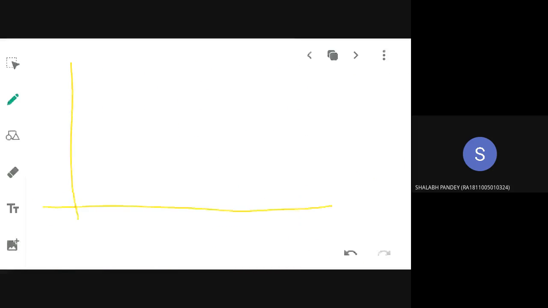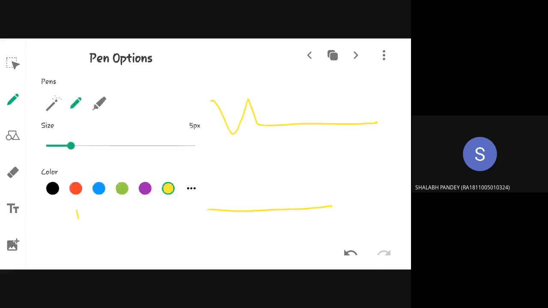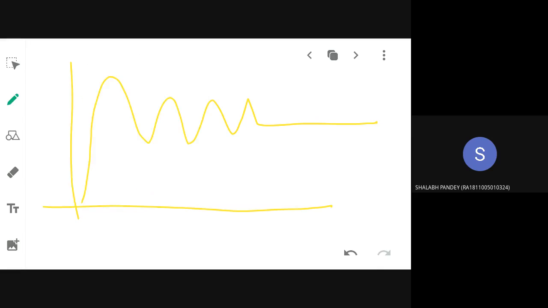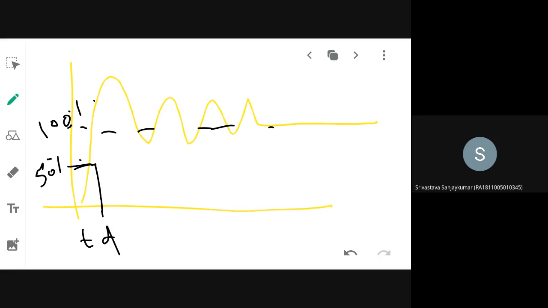Any second order system will initially be oscillating and it will finally settle down. Now you are to define all the terms. How can I define? Delay time. This is my 100% of the final value. 50% will be somewhere over here. So the time taken by the response to reach that 50% is my TD, that is the delay time.